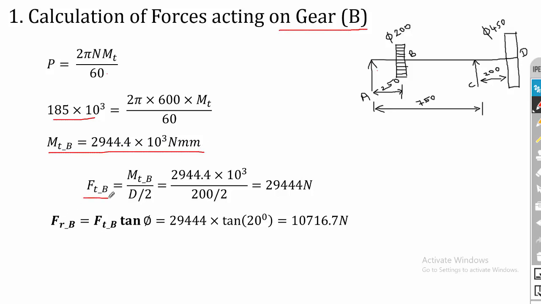So further the tangential force can be calculated by MT divided by D by 2. MT we have calculated, you can substitute that. D is the diameter of the gear and it is given in the problem, it is 200 mm. So it is 200 divided by 2, you will get Ft is equal to 29,444 Newton. Then for radial force, it is tangential force into tan phi and the pressure angle is given in the problem, it is 20 degree. You can substitute that and you can calculate the value of Fr. So now we have calculated the Ft and Fr for the gears.